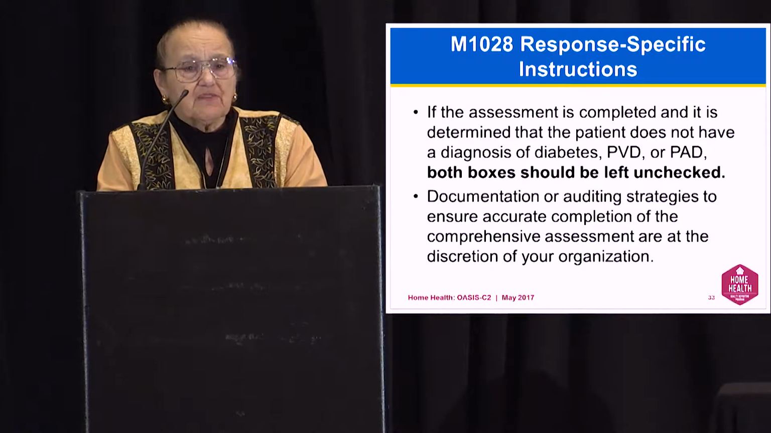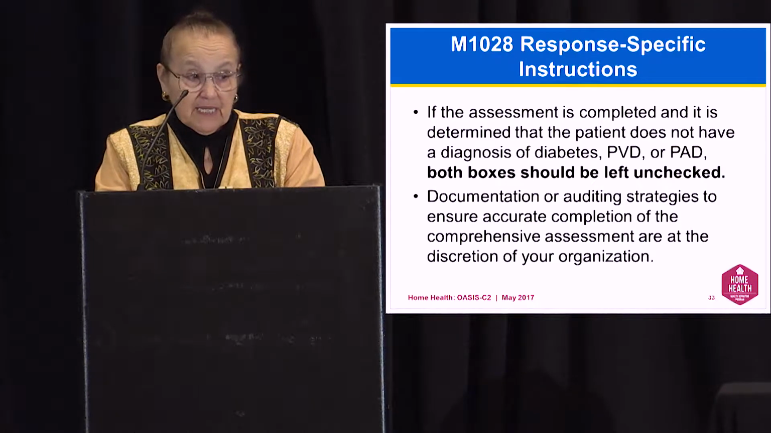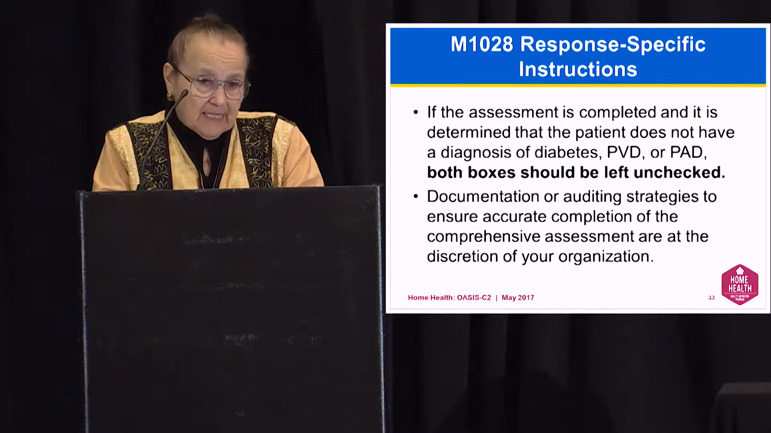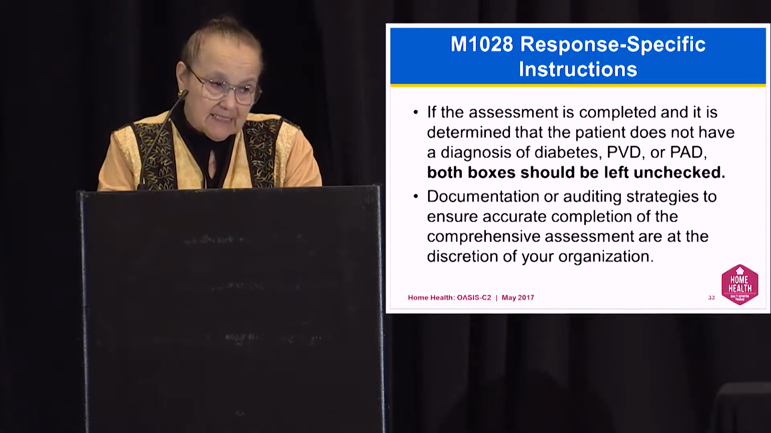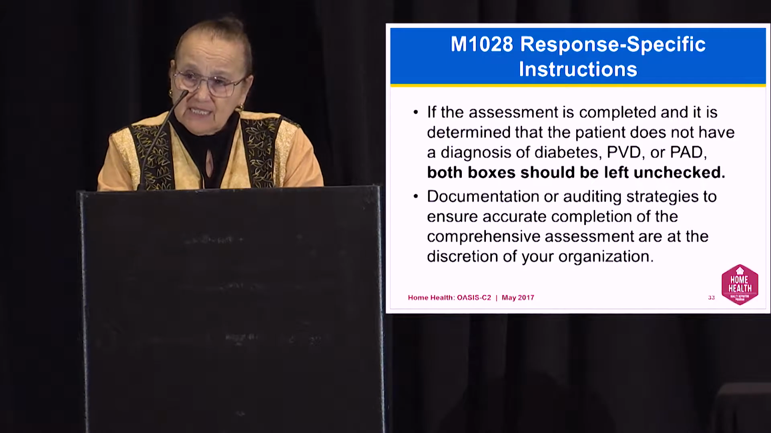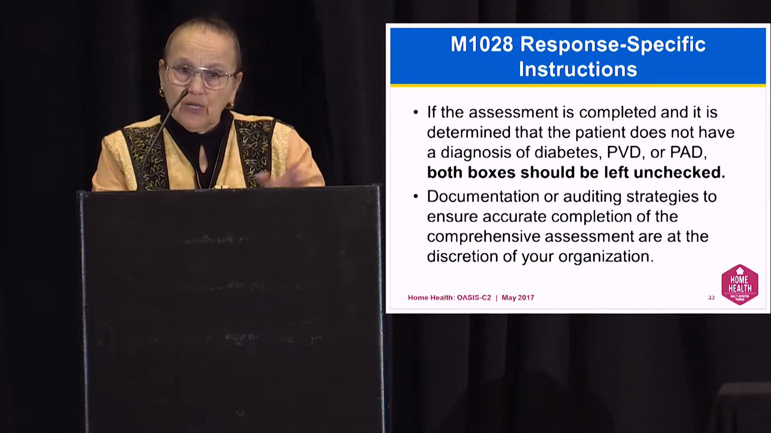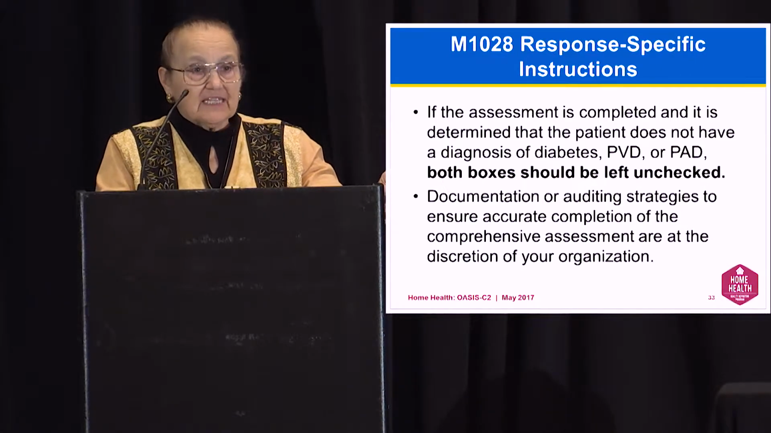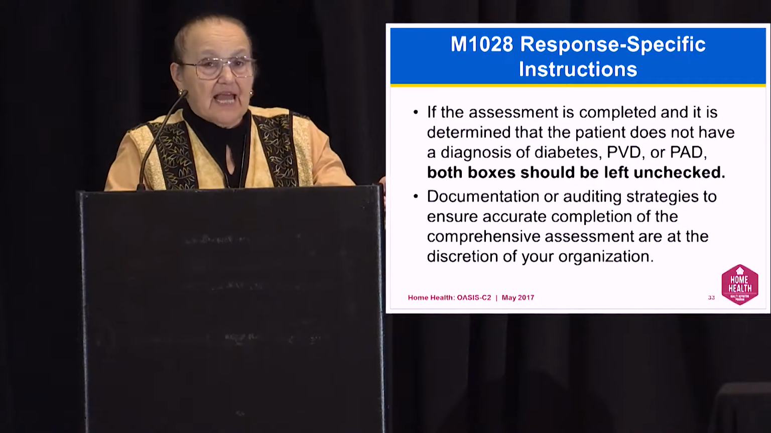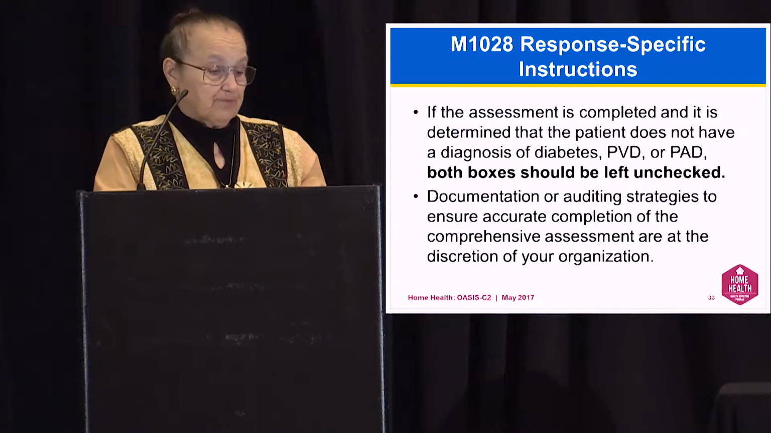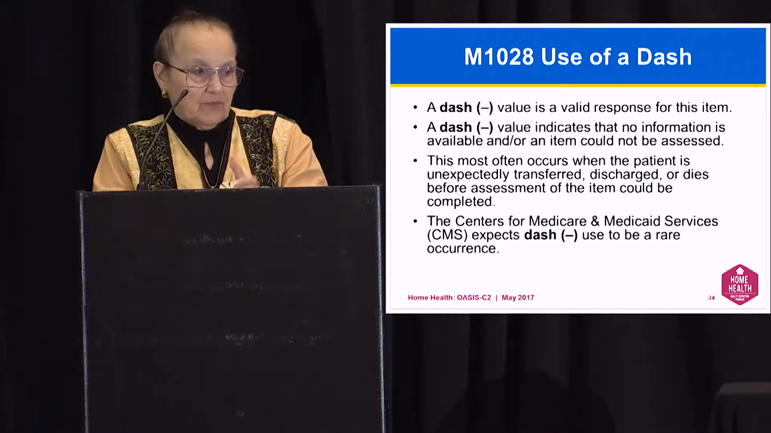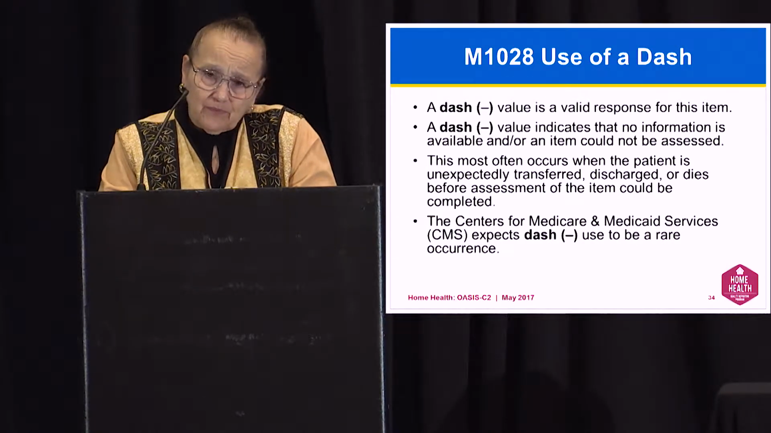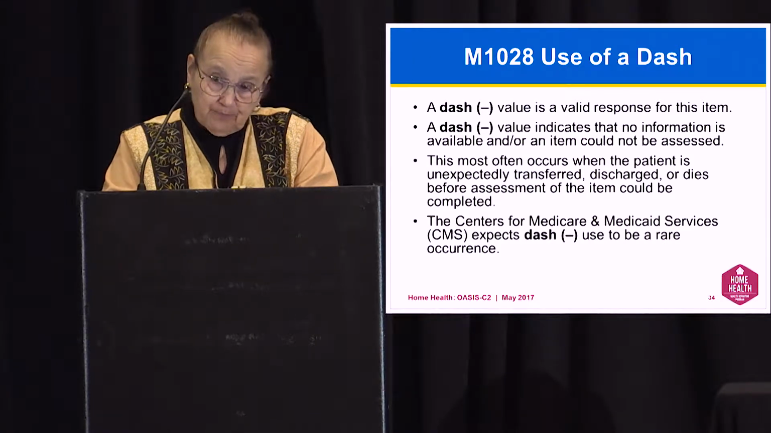It's the responsibility of the agency, your responsibility, to develop an auditing strategy to ensure that this item is completed correctly based on the data that you have obtained. You need to find a process so that when you review and you find it like this, you are positive that the intent was correct and the information is correct and both boxes should not be checked. The dash value is a valid response for this item.